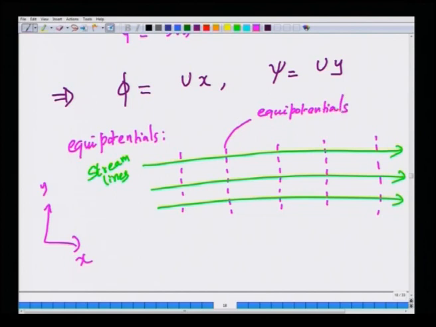Just by qualitatively sketching lines of constant phi and constant psi, and since it is a uniform flow, it makes sense. The fluid flows from left to right along the x direction. So, the streamlines will be horizontal lines along the x direction, and the equipotentials will be vertical lines, because the streamlines and equipotentials are always orthogonal to each other. That is something that we just proved. So, uniform flow has velocity potential of u times x and stream function of u times y.